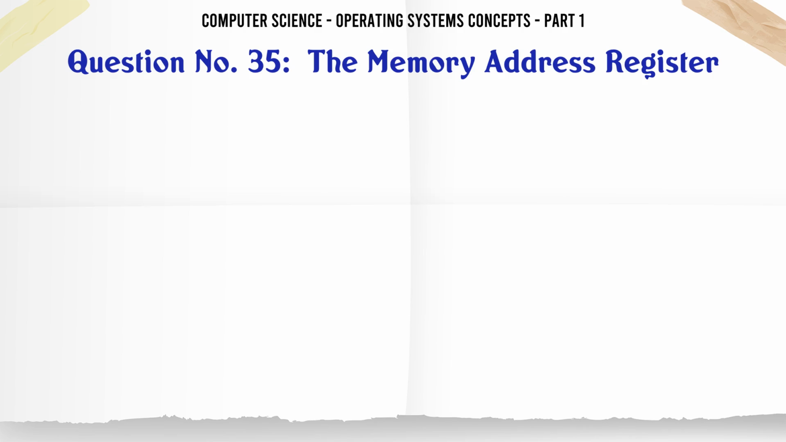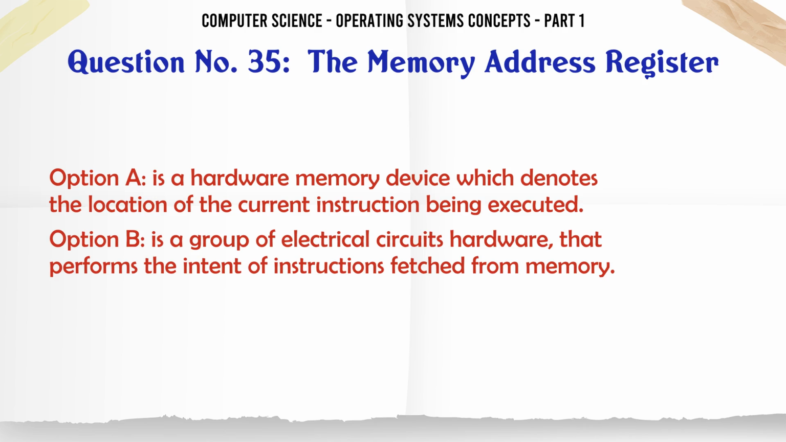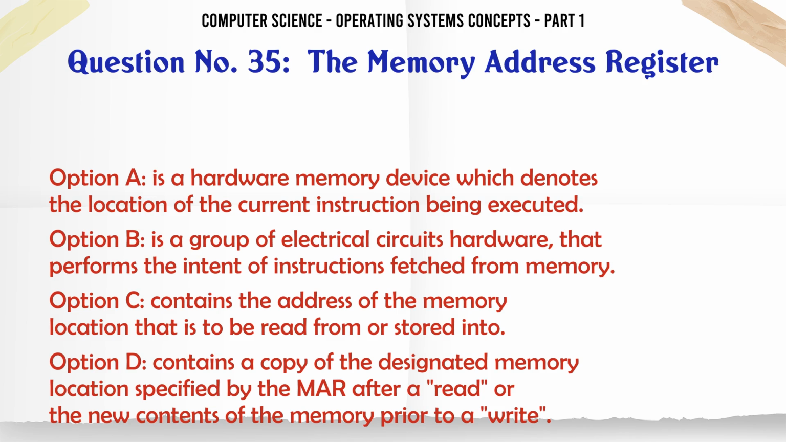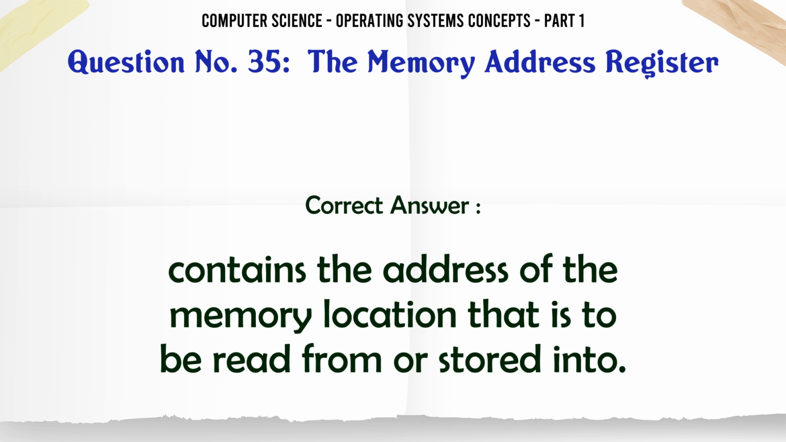The memory address register. A is a hardware memory device which denotes the location of the current instruction being executed. B is a group of electrical circuits (hardware) that performs the intent of instructions fetched from memory. C contains the address of the memory location that is to be read from or stored into. D contains a copy of the designated memory location specified by the MAR after a read, or the new contents of the memory prior to a write. The correct answer is contains the address of the memory location that is to be read from or stored into.